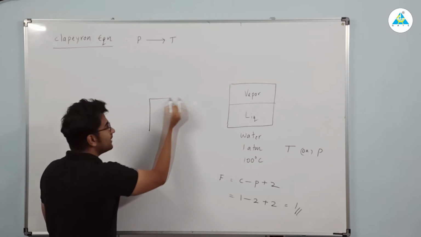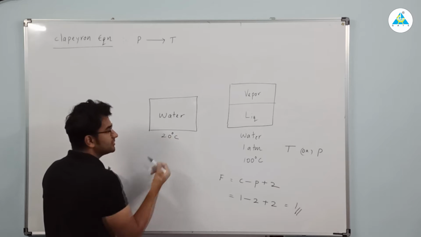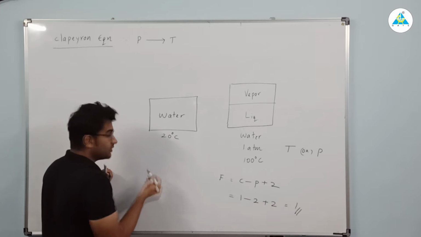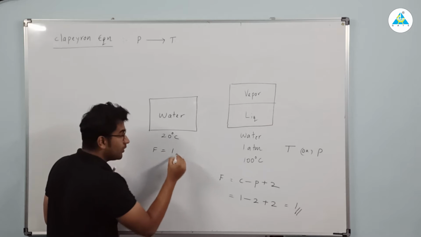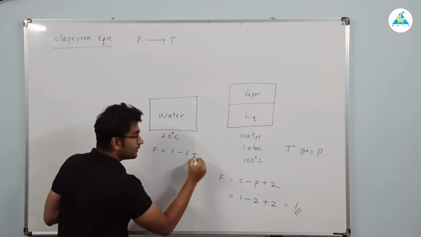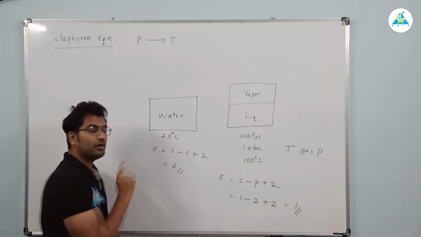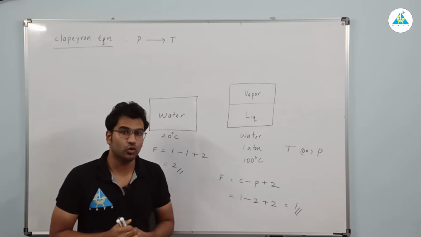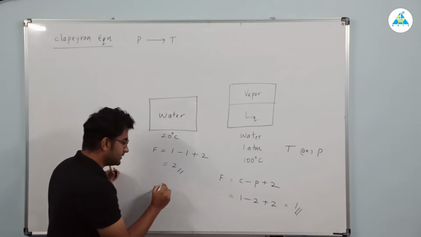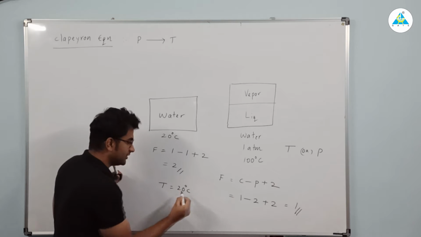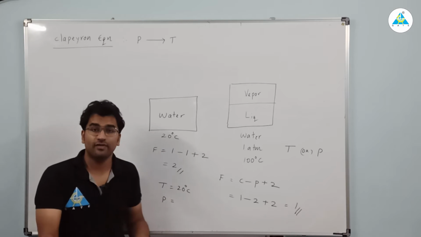लेकिन इस केस में, in the same case, if I take water at 20 degrees Celsius, what will be the degrees of freedom? The number of components is 1, water. What is the number of phases? 1, plus 2. So you will have degrees of freedom 2. The meaning is, if you know water at 20 degrees Celsius, you will not know the properties of water, because it is not enough. You have to fix both. Temperature is 20 degrees Celsius, and you should give the details about pressure also. That is, pressure can be any value.